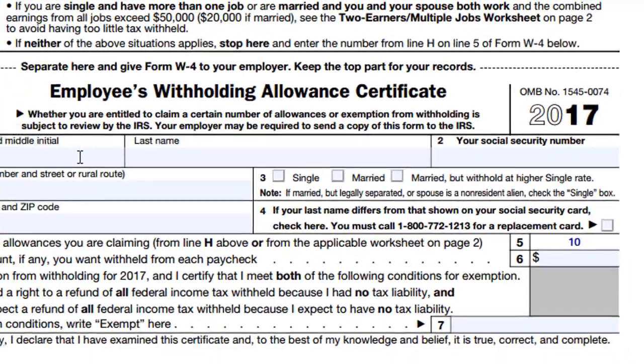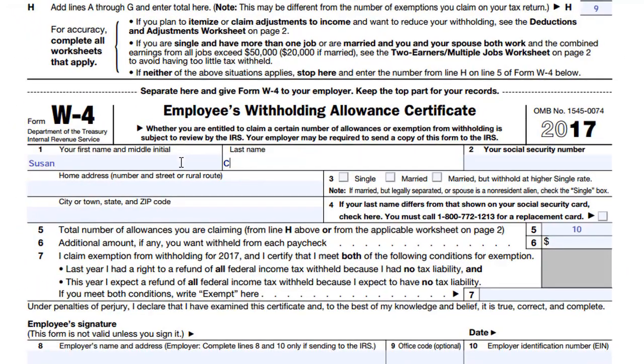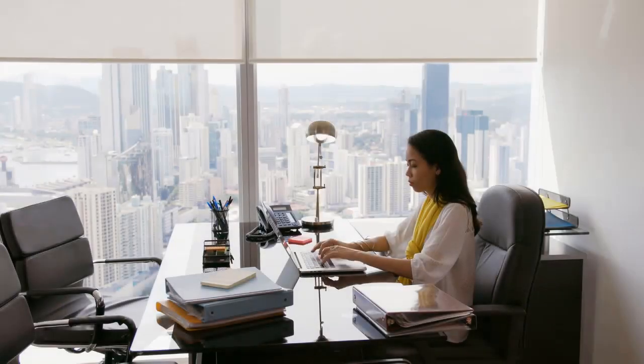Next, Susan fills out all of her contact information and separates the bottom portion and turns the employee withholding allowance certificate into her HR or Human Resources department. Some companies today now offer the ability to update your allowances online via a company HR portal.